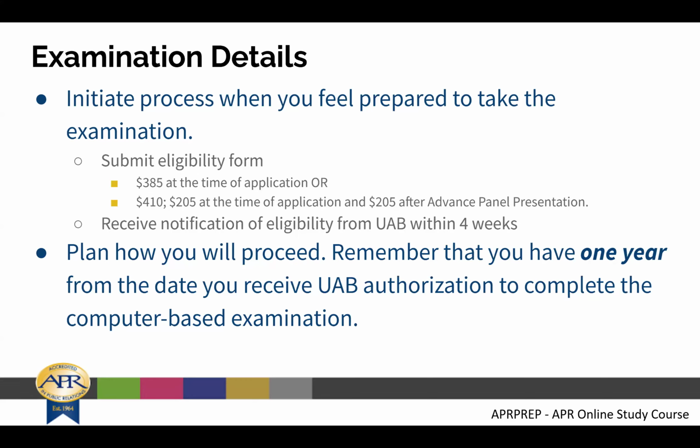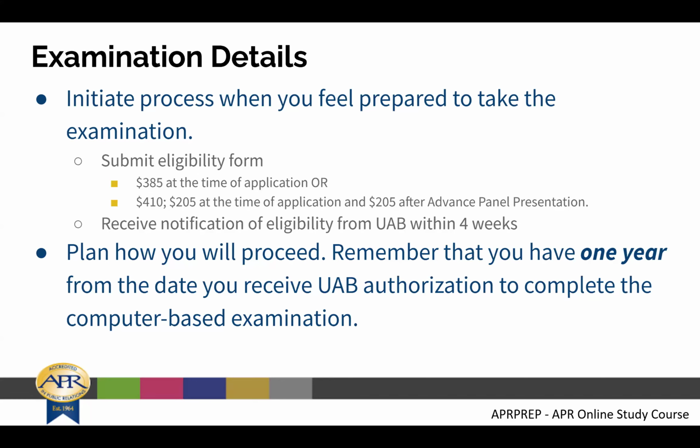It's $385 at the time of the application, or you can split your examination fee into 2 by adding a $25 application fee. So 385 plus 25 equals 410. And then you split that 410 into 205 each, one at the time of application and one after you advance through the panel presentation. That's very helpful. The splitting up of your fees is very helpful if your budget doesn't allow a full 385 fee at once. You can split out the costs there.